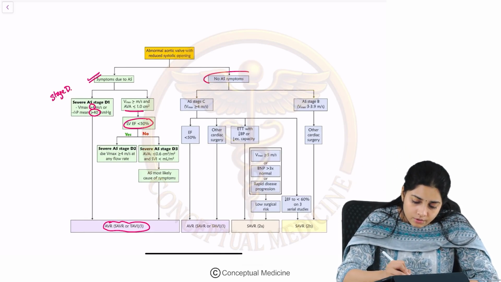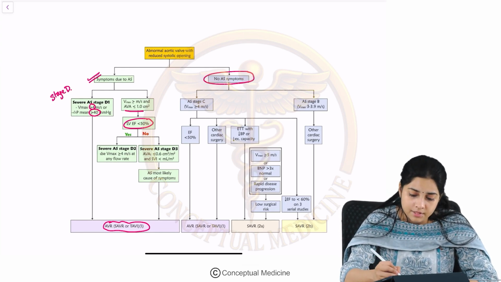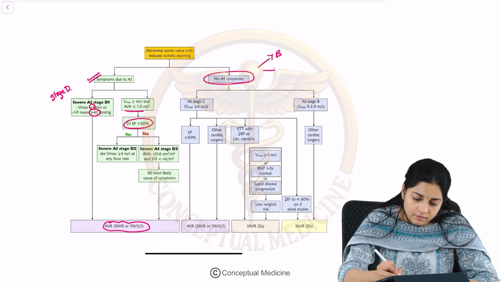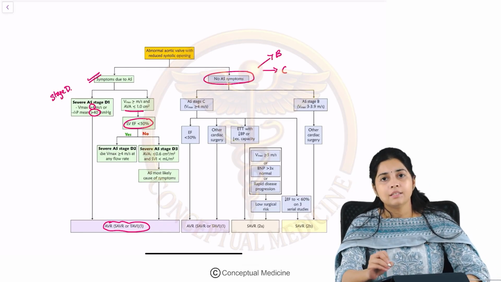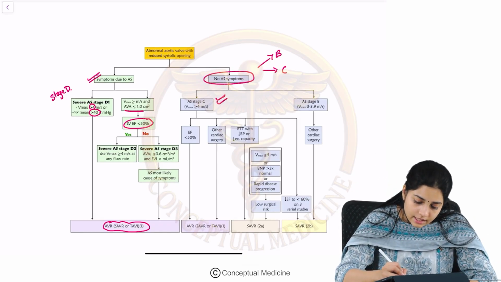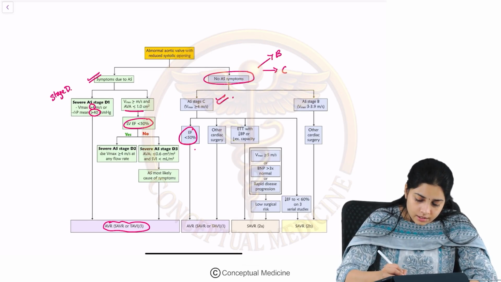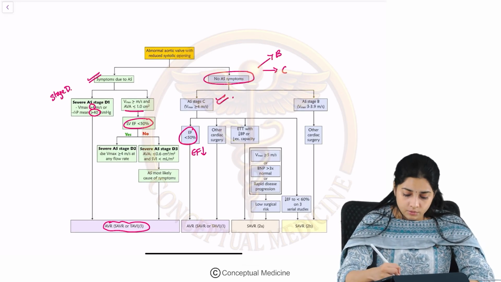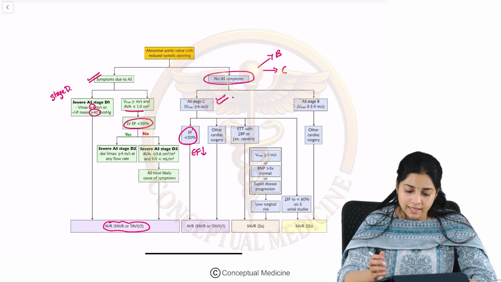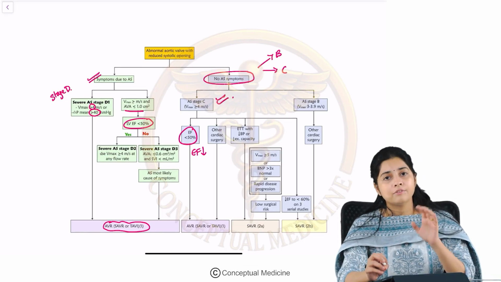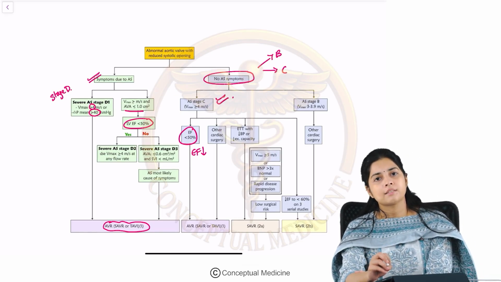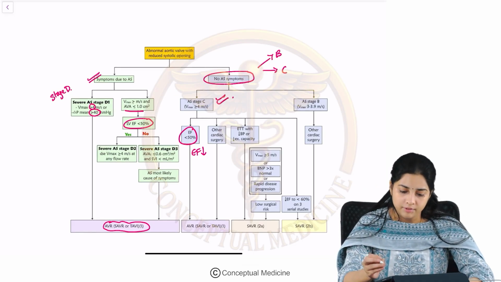Now, there are no AS symptoms. No AS symptoms means either stage B or stage C. So, in stage C, if the EF is low, then please go ahead and do a valve replacement. Or if the patient is undergoing any other form of cardiac surgery, then definitely you do a surgical valve replacement.